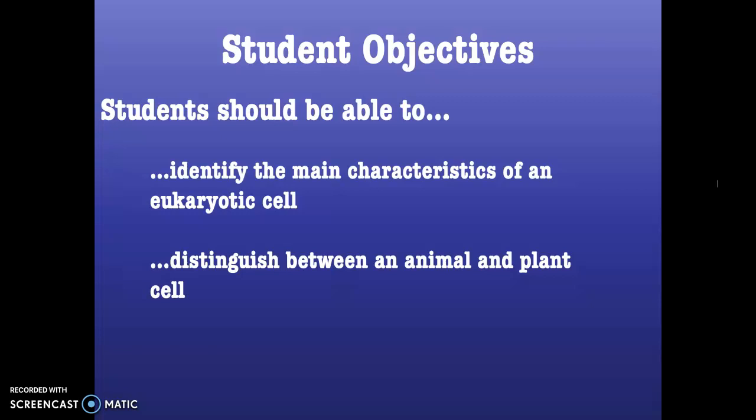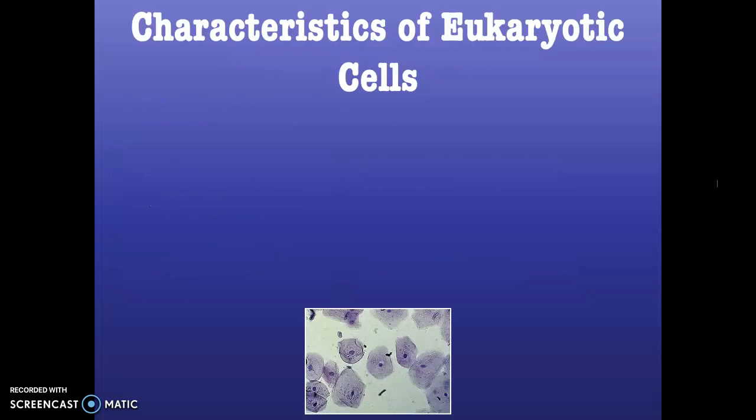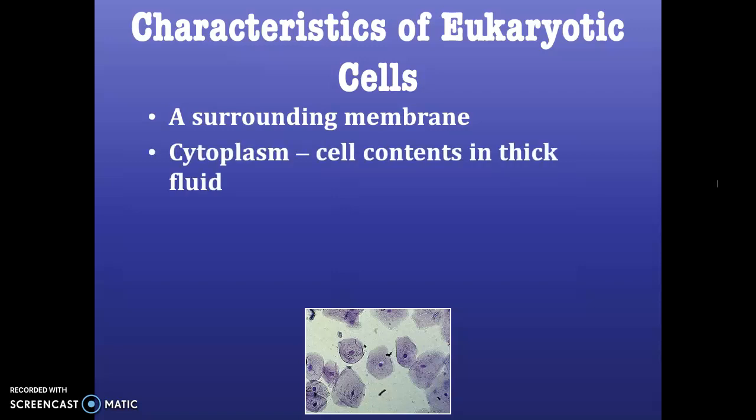So at the end of this, your learning objective should be to identify the main characteristics of a eukaryotic cell. And again, this first part, we're going to be discussing the difference between plant and animal cells. So what are the characteristics of a eukaryotic cell? They have a surrounding membrane. That membrane is semi-permeable, meaning it allows certain things to pass through while others cannot get through. It is filled with cytoplasm. This is made up of a fluid, and also contains all the tiny little structures that we will be talking about here.